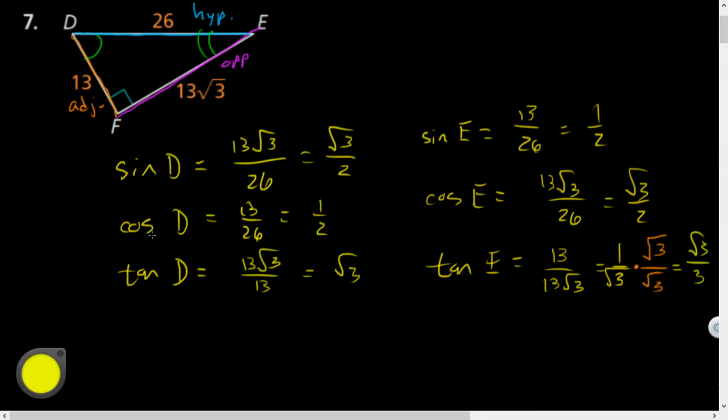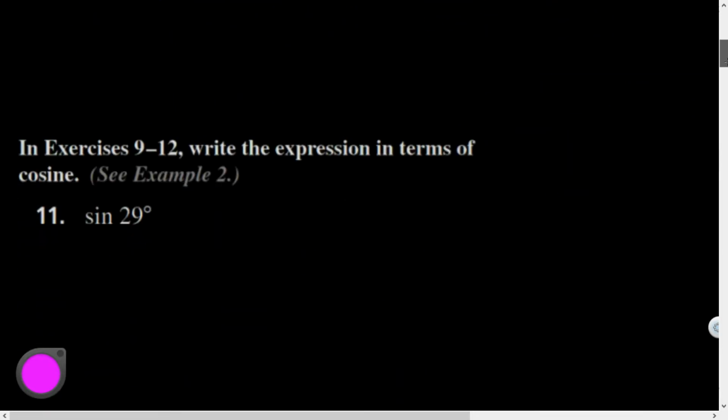So it's just a matter of remembering these ratios, and the acronym we use to remember them is SOHCAHTOA. Sine is opposite over hypotenuse, cosine is adjacent over hypotenuse, and tangent is opposite over adjacent. And you'll remember that all the way through calculus.